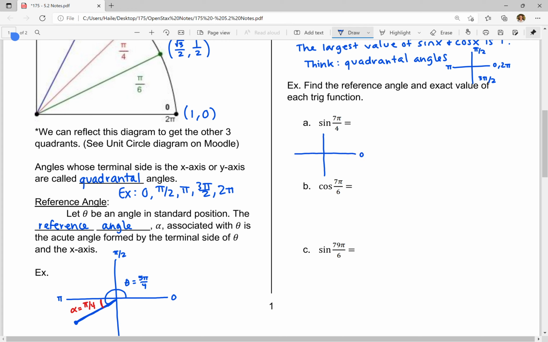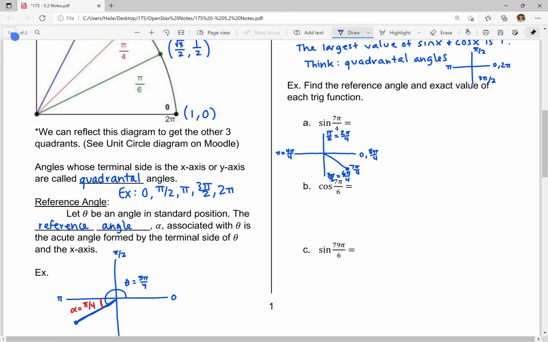So if 0 is over here, we have pi over 2, which we can think about as 2 pi over 4. Then we have pi, which we can think about as 4 pi over 4. And then we have 3 pi over 2, which we can think about as 6 pi over 4. So 7 pi over 4 would have to fall somewhere between these two angles. So 7 pi over 4 should be somewhere right here. So this is 7 pi over 4 at this dot.